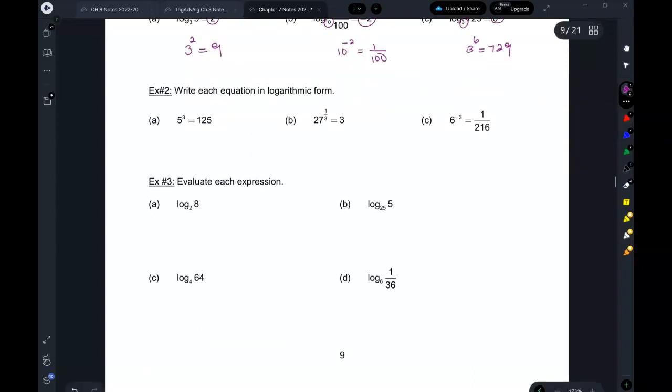Write each equation in logarithmic form. So take a look. Here we have the exponent, and here we have the base. So it's got to be log base 5 of 125 equals the exponent. A logarithm should always equal the exponent. So what would the next one be? Log base 3 of 3 equals a third. Correct. What about the next one?